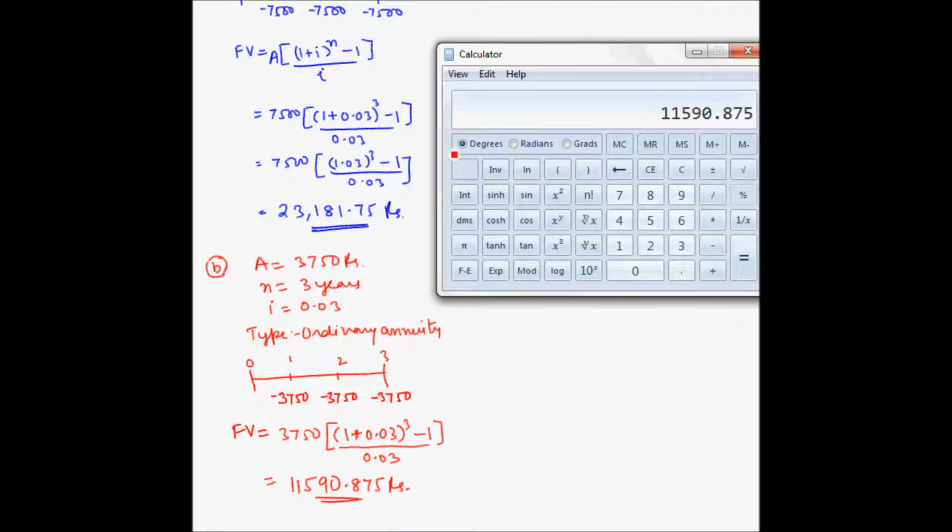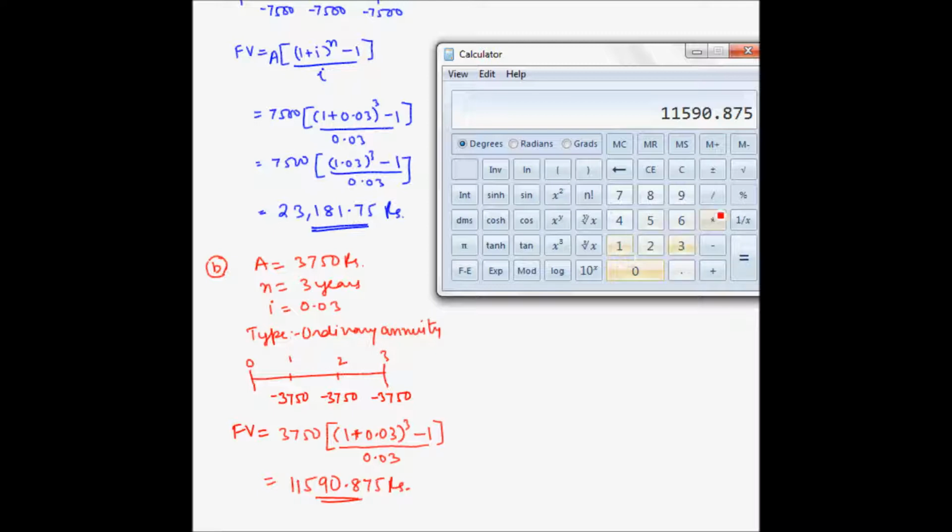Now when we had made double the investment at the same rate of interest and same tenure, our future value was 23,181.75. And now with half the investment or half the annuity amount, the future value is 11,590.875.